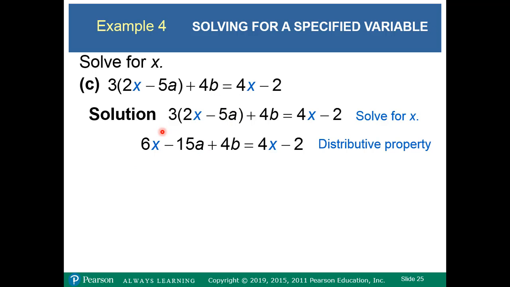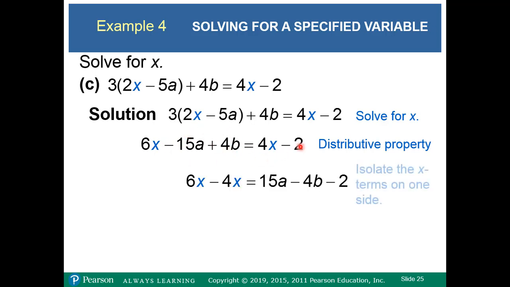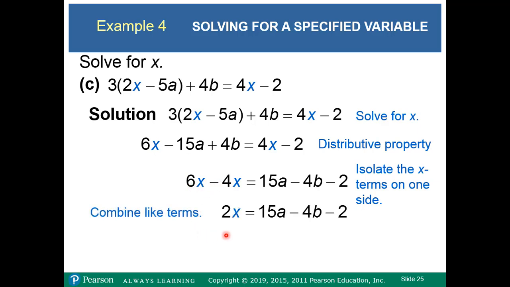Now we're going to what? Isolate the x's. We're going to move the x's over here, and everything else goes to the other side. And so I subtract 4 from both sides, and now I'm going to add 15a and then subtract 4b to both sides. And we get this. Okay. And now what I'm going to do is add like terms. There are no like terms over here, so I don't do anything with this. But I do have like terms over here, so I'm going to combine these. So it's going to be 6 minus 4. So I get 2. So now I'm going to have 2x is equal to this.